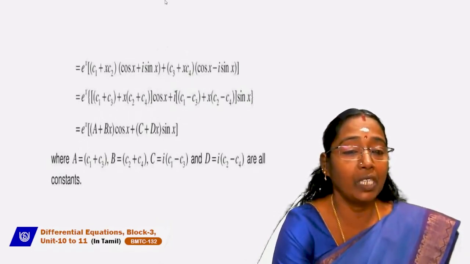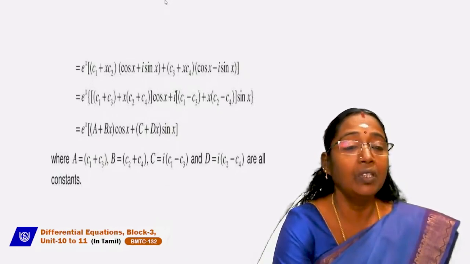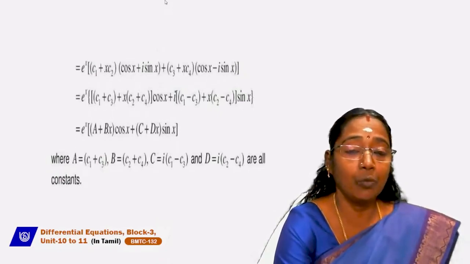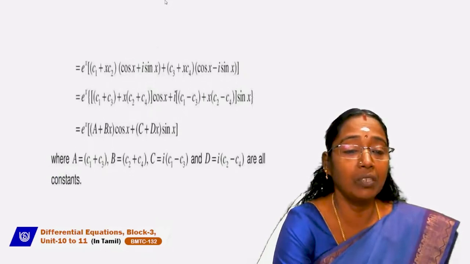The first real part is e^x into (c1 plus c3 plus x into (c2 plus c4)) cos x, plus i into (c1 minus c3 plus x into (c2 minus c4)) sin x. So the first value a plus bx: a will be c1 plus c3, b will be c2 plus c4, and then c will be i into (c1 minus c3). What is d? d will be i into (c2 minus c4).